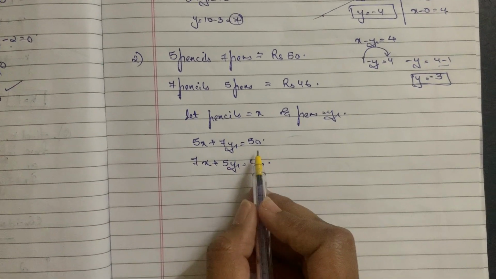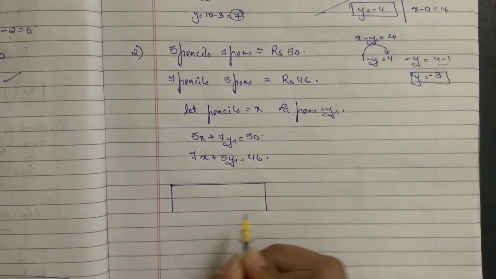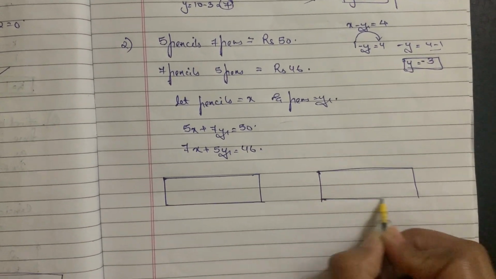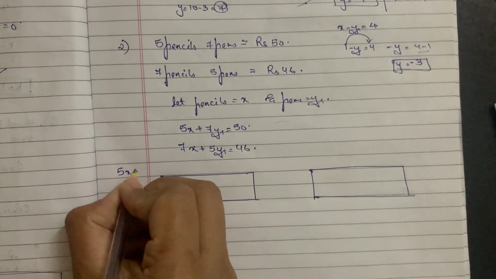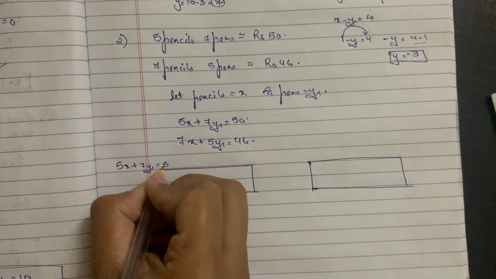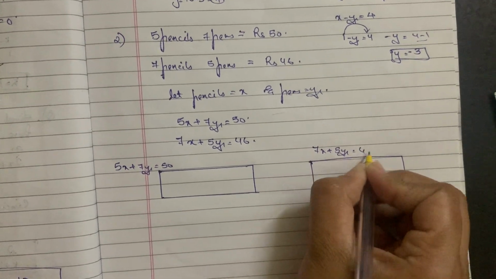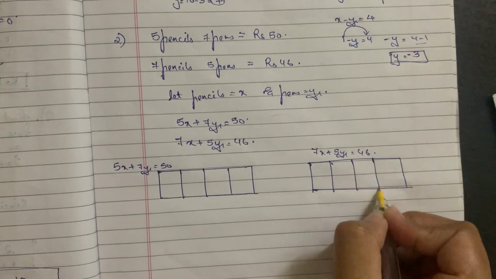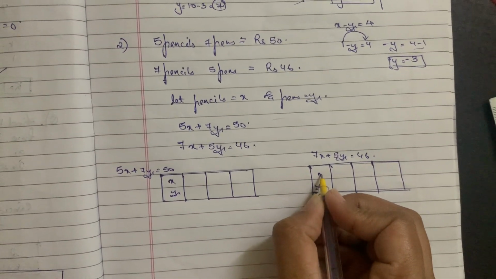As I'm doing the graphical solution, I need to create a table and find the values for x and y to plot on the graph. This is for the first one, 5x plus 7y is equal to 50, and this is for 7x plus 5y is equal to 46. I have these columns: x and y, x and y.